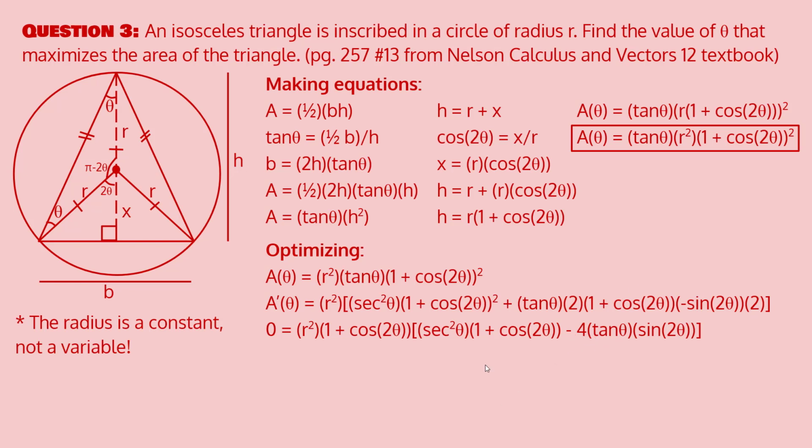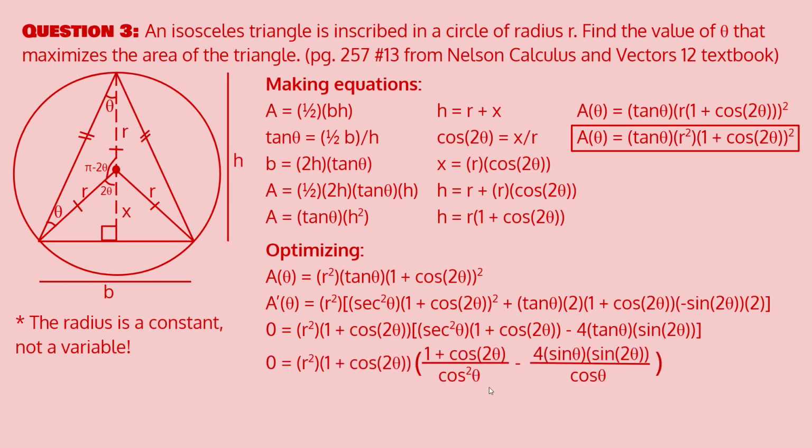And now what I want to do is get everything in terms of just sine and cosine, because it's often a lot easier to solve a messy equation like this if we just have sine and cosine rather than also having secant and tangent in there. So the secant is 1 over cos, so we can rewrite this as (1 plus cos 2 theta) divided by cos squared theta. And over here, remember that tan theta is the same thing as sine theta over cos theta. So we can also sub that in. So now everything is in terms of sine and cosine.